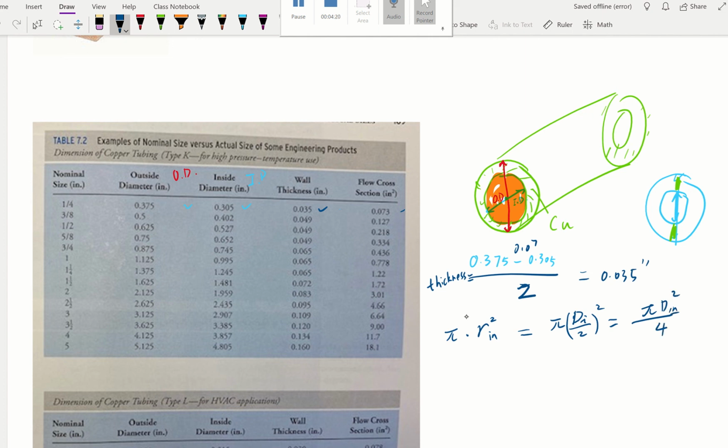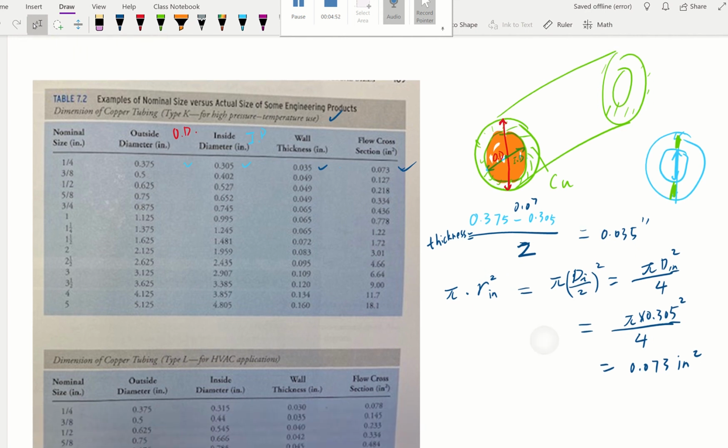So in that situation, we can plug it in. For this situation, the inner diameter is 0.305 squared. And when we calculate that, I would suggest you try that. Pause, see what you got. And you get 0.073 inch squared, which happens to be the same number as listed in the table. So that's for copper tubing type K. That's for high pressure, high temperature usage.